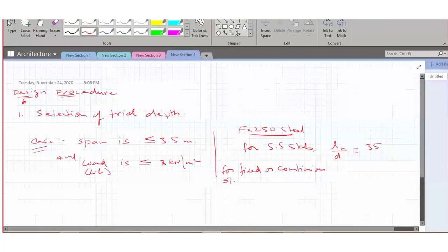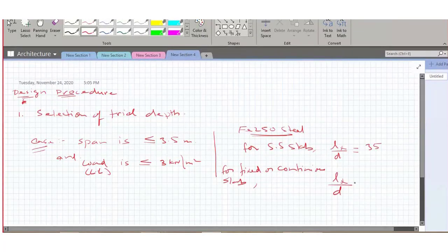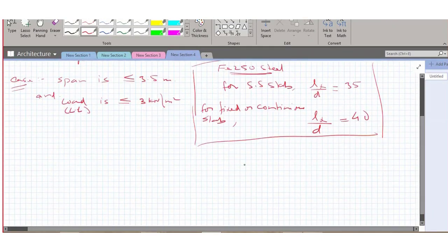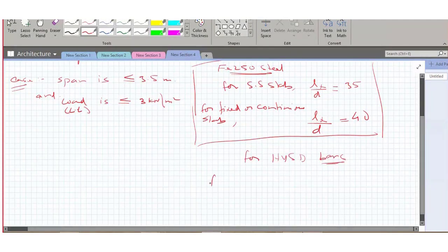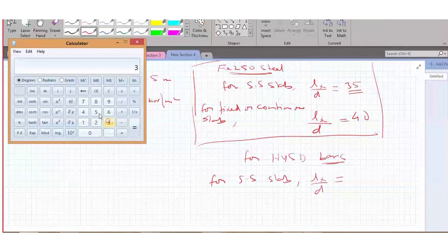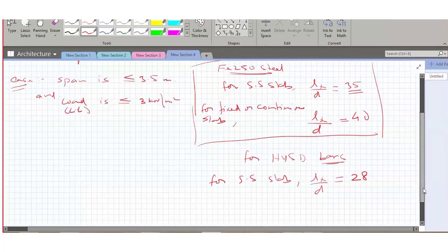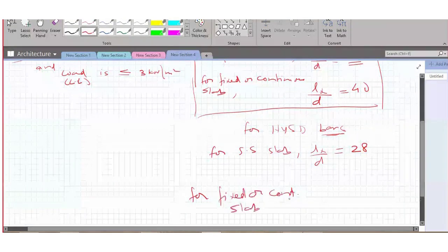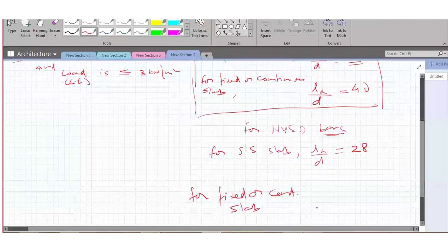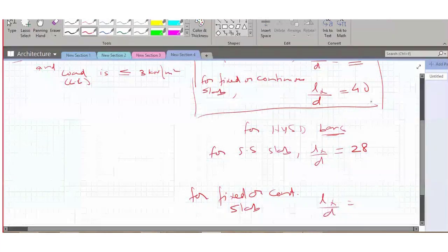But what about HYSD bar? For HYSD bars, that is Fe415 steel or Fe500 steel, for simply supported slab, you have to multiply this 35 with 0.8. So you'll get Lx by D equal to 35 into 0.8, which is 28, for simply supported slab. And for fixed or continuous slab, which I've written in short as CONT, what will be Lx by D? It will be 40 into 0.8, which is 32. So this is applicable for HYSD bar.